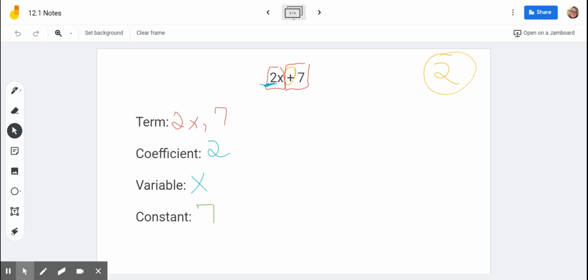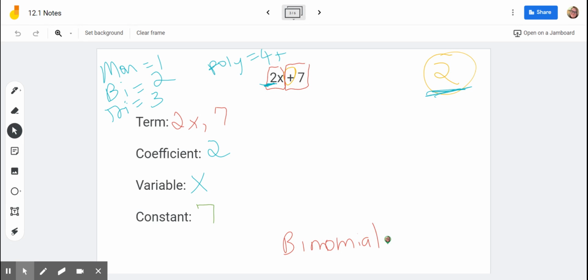Very easy, very simple. What's new is this: is it a monomial, a binomial, a trinomial, or a polynomial? Now, if we remember, mono means 1, bi means 2, tri means 3, and poly is 4 or more. Okay? So here I have 2 terms. So that means that my answer is going to be a binomial. Okay?